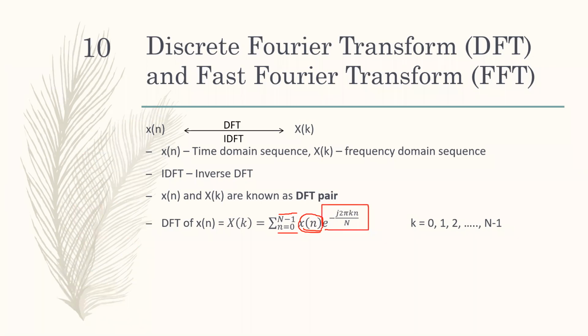And this factor you might know with different representations. That is, we write it as W N raised to kn. In this case, it is minus kn. So this W N, what is it? If I separate out this k into n, I'll be left with this representation, where W N is equal to e raised to j 2 pi by N. This is called the Twiddle factor.